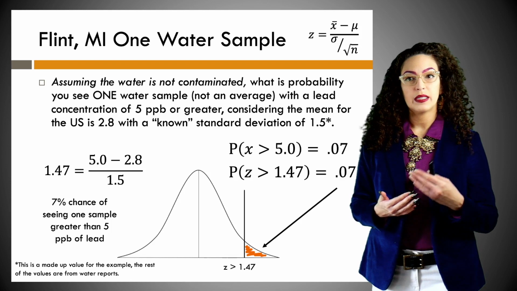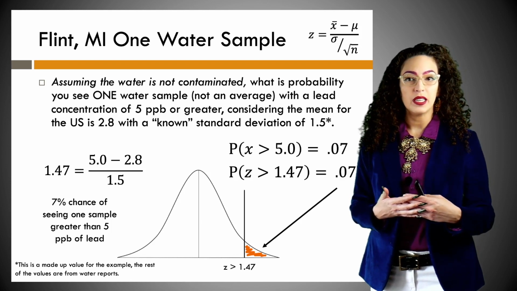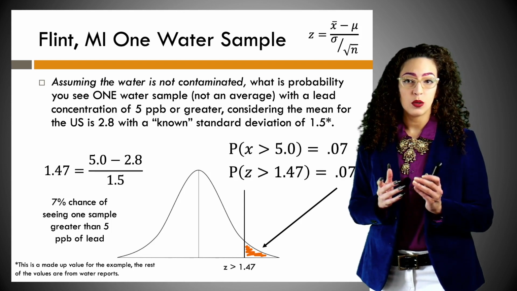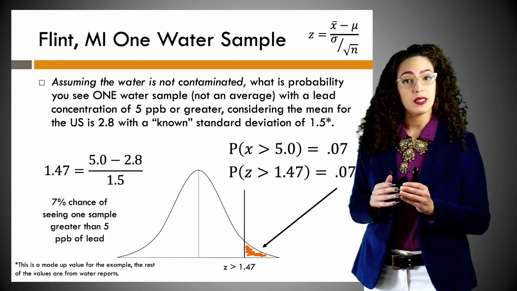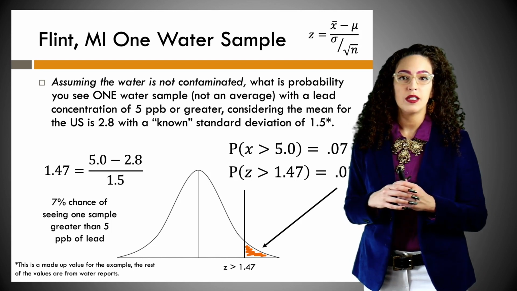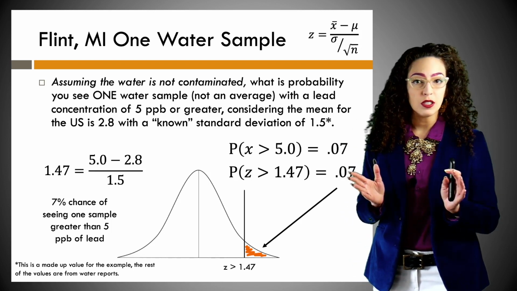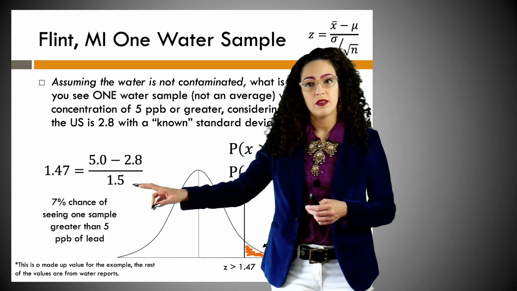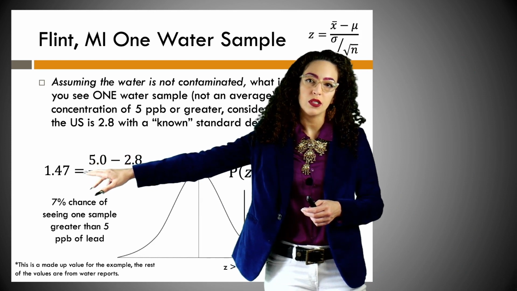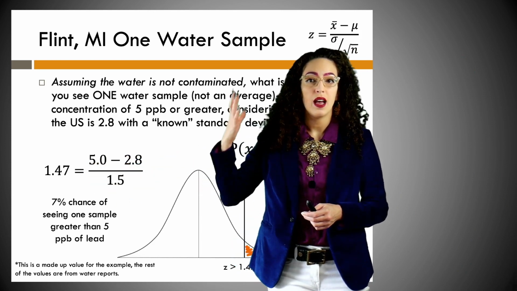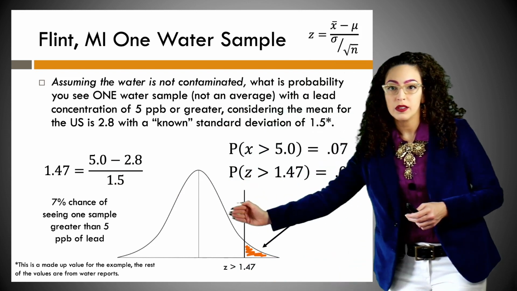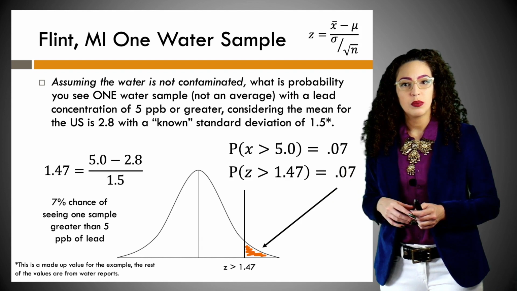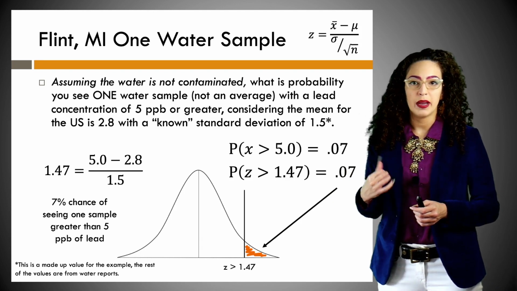So assuming that water is not contaminated, what is the probability you see one sample, not an average, with a lead concentration of 5 parts per billion or greater, considering the mean for the US is 2.8 with a known standard deviation of 1.5. So this is just a Z-score, like any other. We take 5 minus the average divided by the standard deviation, and we get a Z-score of 1.47. Because the question is asking 5 or greater, we are looking for this side. And if we go and look that up on the table, we see that a Z-score of 1.47 corresponds to a probability of about 7%.